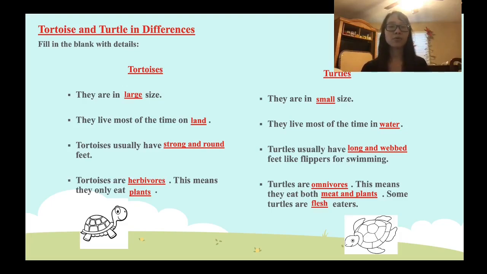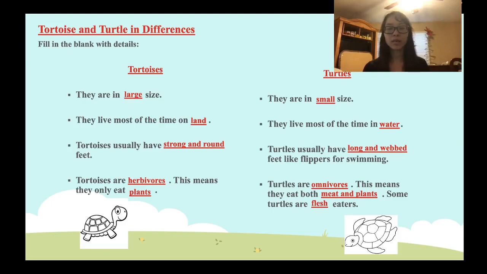So I will repeat again for the differences. They are large in size for tortoise. They live most of the time on land. Tortoises usually have strong and round feet. Tortoises are herbivores. This means they eat only plants.